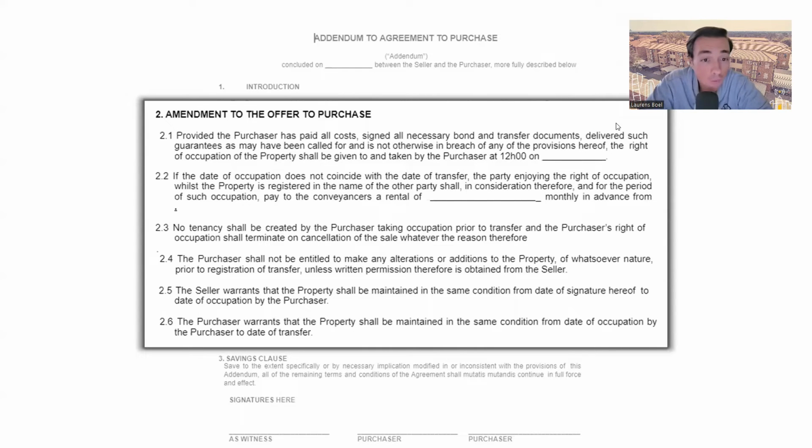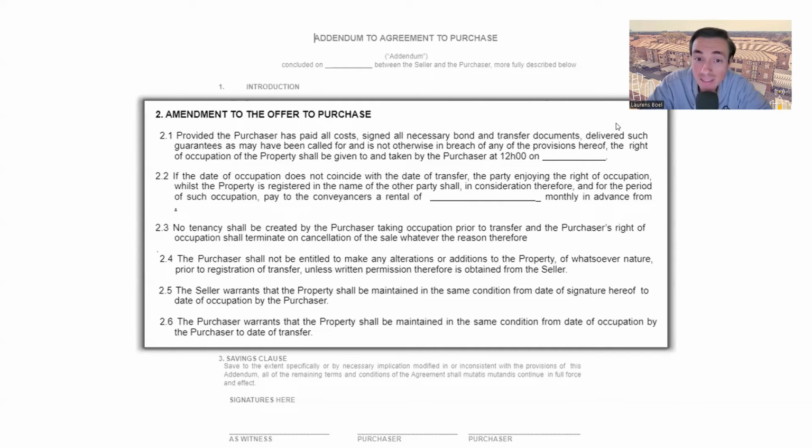So: "provided the purchaser has paid all costs, signed all necessary bond transfer documents, delivered the guarantees, what has been called for, and is otherwise not in breach." That's just basically saying that as the buyer, we did everything right. "The occupation of the property shall be given to and taken by the purchaser at 12 p.m. on the day." So that's the first clause, specifying exactly when the occupation will take place. And obviously the buyer has to meet certain conditions before that is possible.